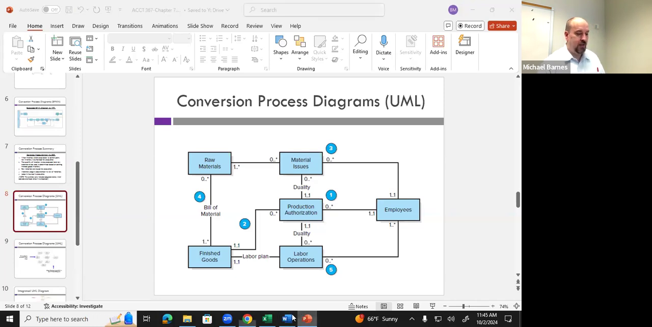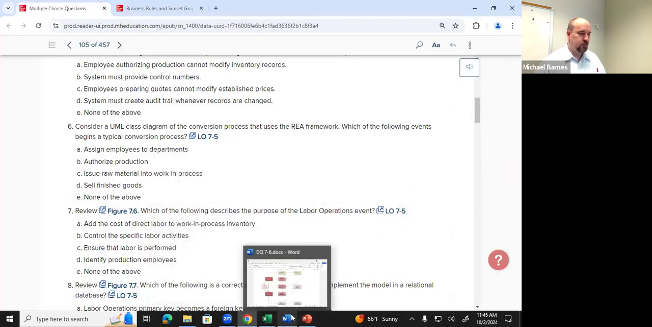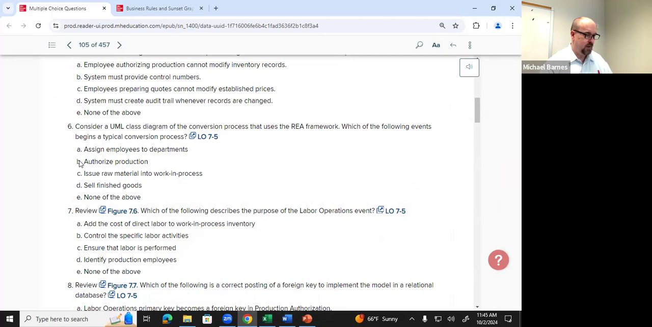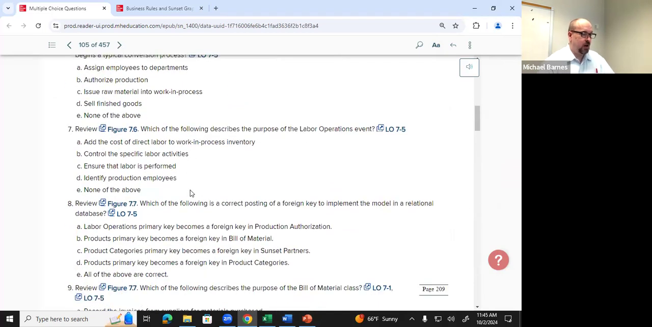All right, question number 7. Hold on, did I answer question number 6? Okay, yes, authorized production, so B. Question number 7, which of the following describes the purpose of a labor operation event? A labor operation event. All right, so let's go ahead and take a look at the diagram.